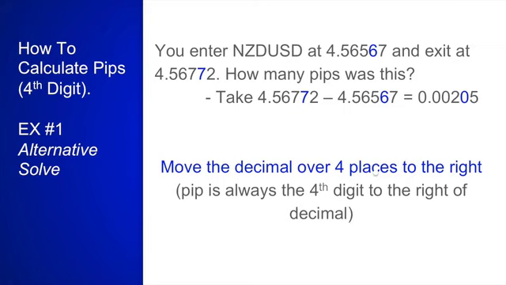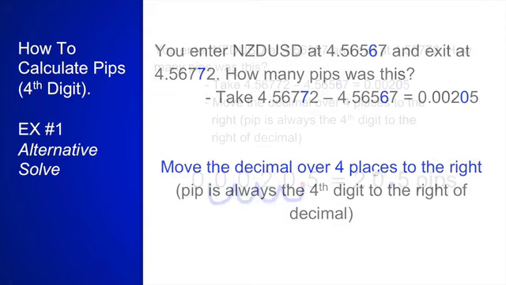There's an alternative way, and this is the way that I personally like to use, because I don't like dividing numbers either. I'm not a dividing type of person. If you move the decimal over 4 places to the right, remember, the reason we're moving it 4 places to the right is because the pip is the fourth digit to the right of the decimal. So if you take that point where it says equals 0.00205 and you slide that thing over 4 places, you will get the same answer.